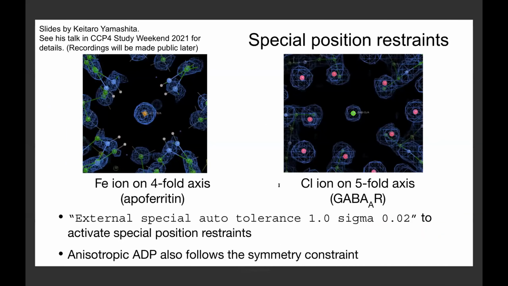For example, atoms on special positions, such as iron on the 4-fold axis in apoferritin, or chloride ion on the 5-fold axis in AAV, are properly treated now.